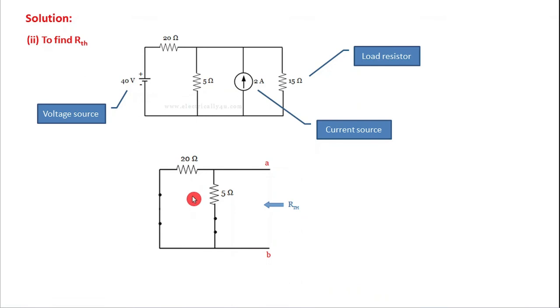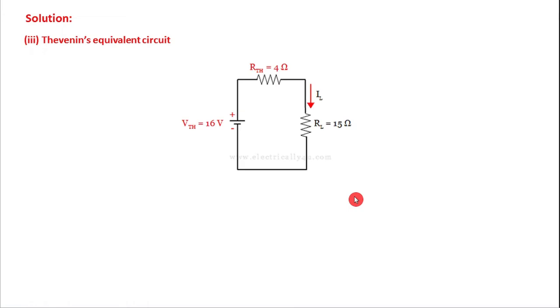Very simple. If you observe this circuit, this 20 ohm and 5 ohm are in parallel, right? So find out the equivalent resistance. R Thevenin is equal to 5 into 20 divided by 5 plus 20, which is equal to 4 ohm. So this is the Thevenin's equivalent resistance. Now we have determined the Thevenin's voltage as well as the Thevenin's resistance. So the next step is to draw the Thevenin's equivalent circuit. The Thevenin's equivalent circuit is drawn with Vthevenin and R Thevenin connected across the given load.